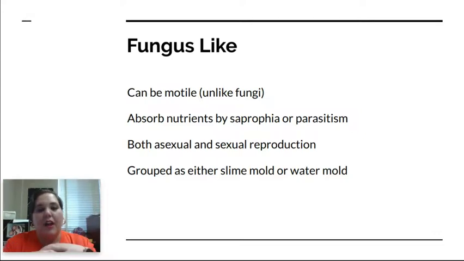And they also do not have cell divisions like we would think of. The protists don't have cell divisions in their slime molds and water molds like we would think of. And also their nucleus is diploid, meaning 2N, instead of haploid, which fungi are. So they're grouped as either a slime mold or a water mold.